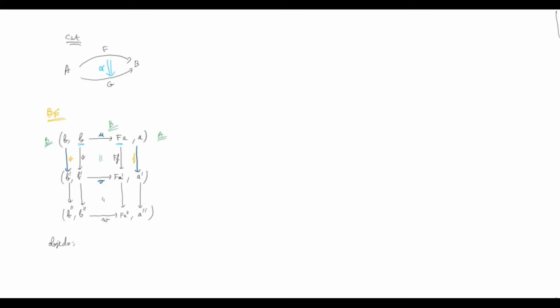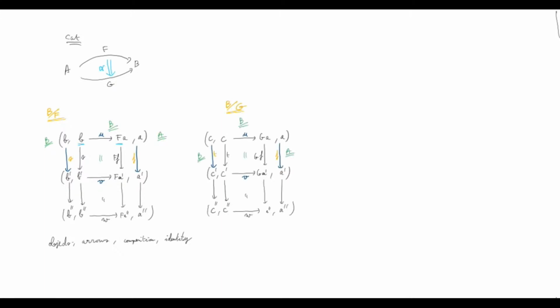objects, arrows, and we obviously have to define composition and identity in B over F. So composition of such arrows will be defined as the pair of composite arrows, and the identity in this category B over F, where morphisms are pairs, will be a pair of identities. And you can check that it's the neutral element for composition. We've defined that for B over F, but we can do the same for B over G, and it's exactly the same principle.